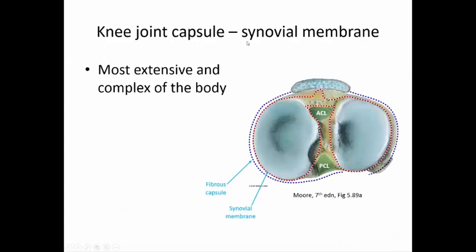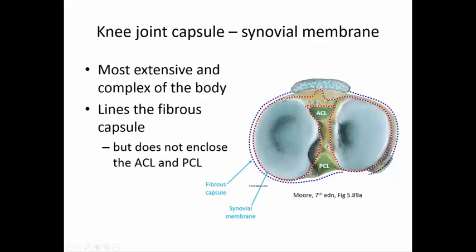Now the knee joint capsule, the synovial membrane, is shown here in red. So in blue, we had that fibrous capsule. In red, we see the synovial membrane. And this is the most complex synovial membrane in the body. This lines the fibrous capsule, but it doesn't enclose the anterior cruciate ligament or the posterior cruciate ligament. So we can say that there's an invagination and it leaves them excluded. So we can say they're extrasynovial, but they are intracapsular.